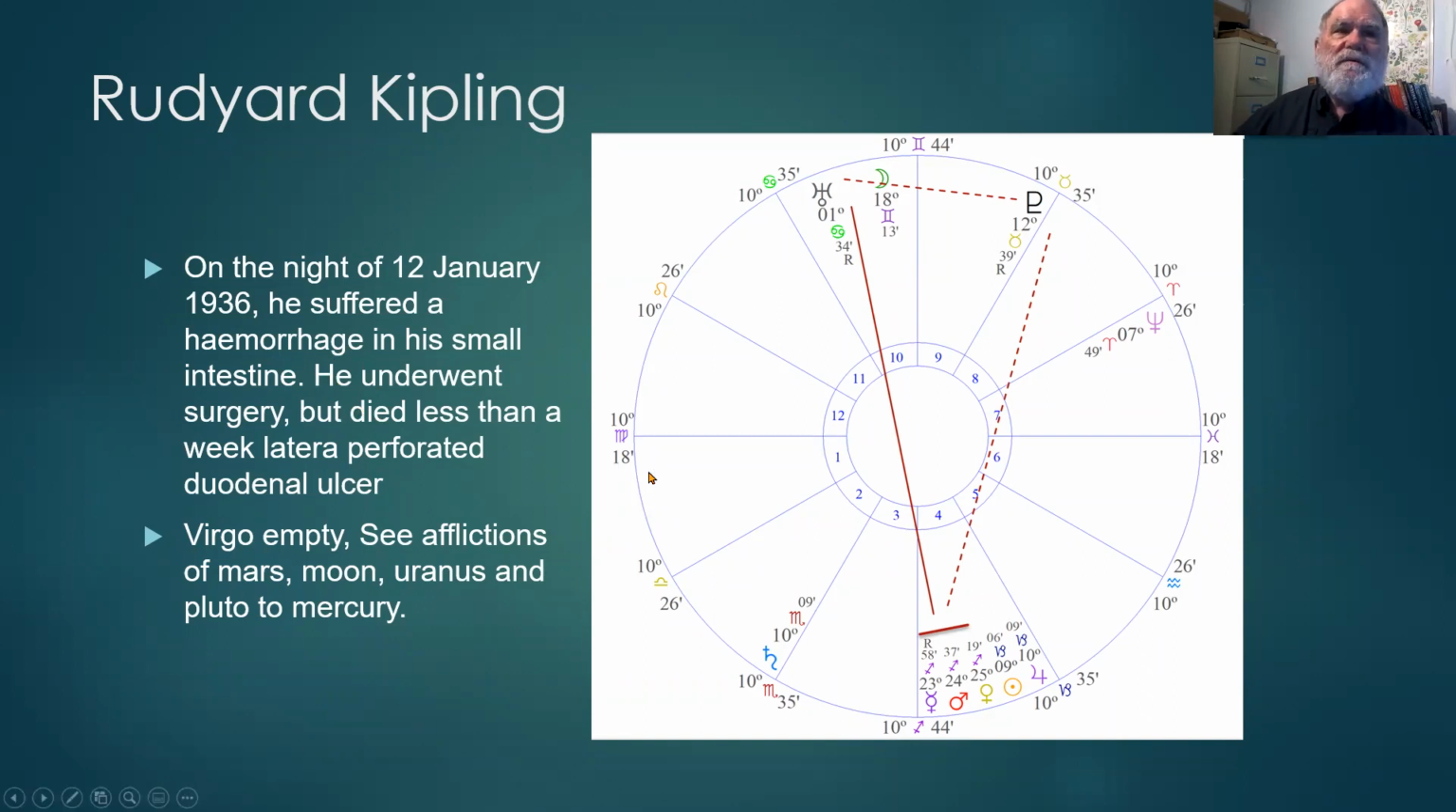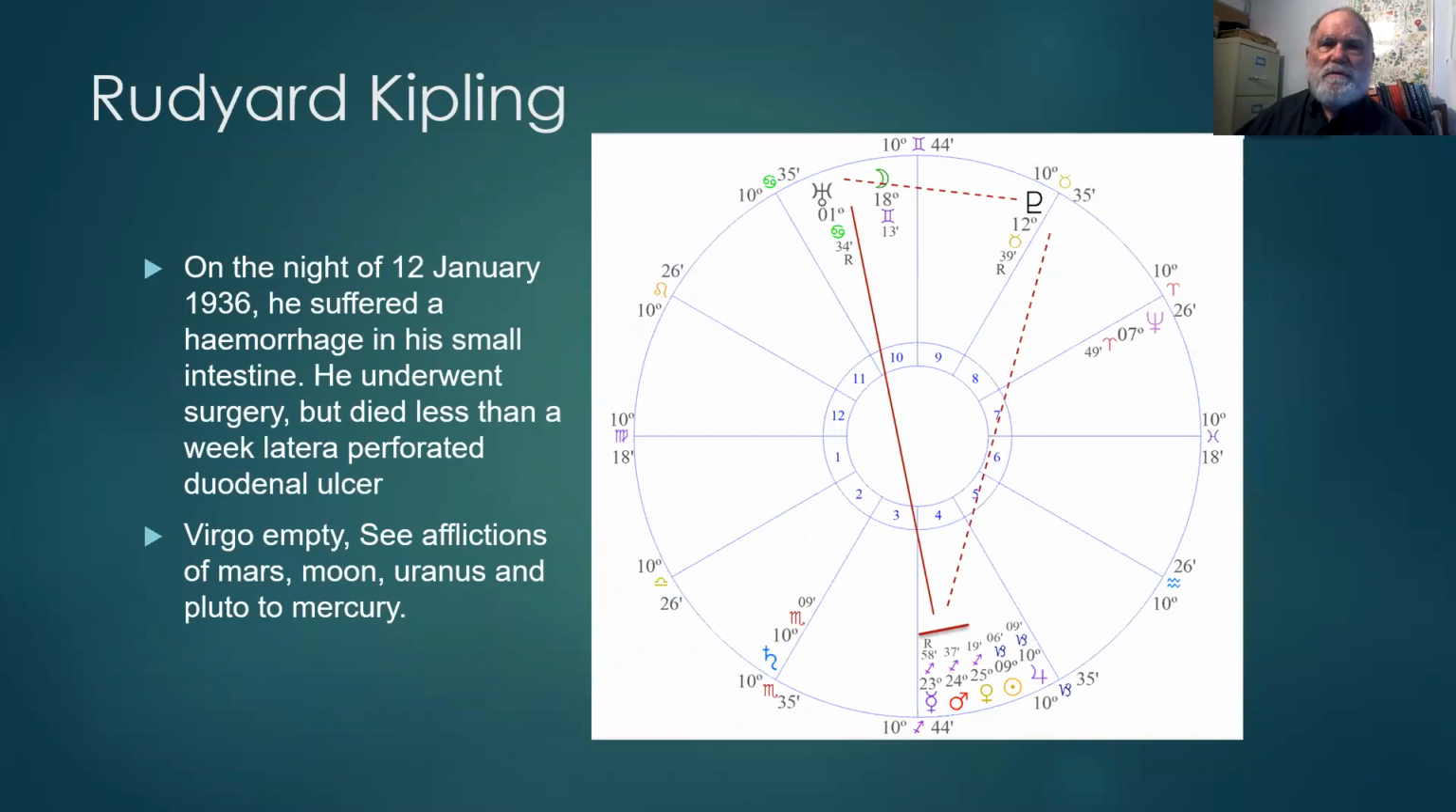Now, in this chart we have a Virgo ascendant. The ascendant is empty. There's nothing in the first house. So for the Virgo influence, I didn't mark it on the chart, but we do have a square from the midheaven and the moon to the Virgo ascendant. There's some stress in there.